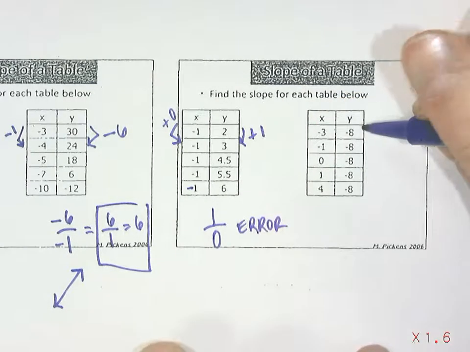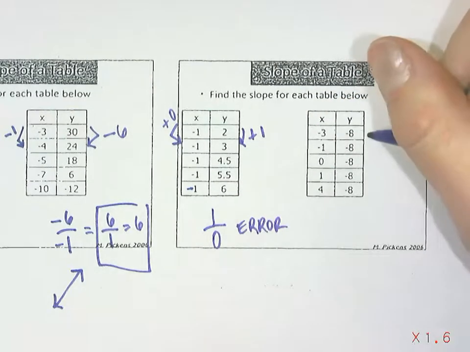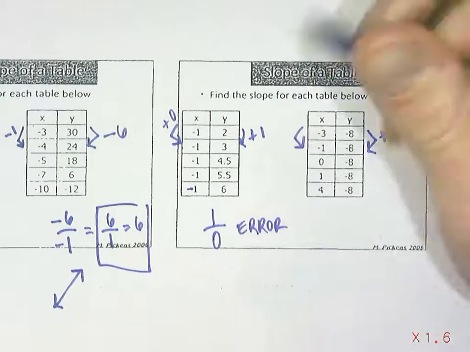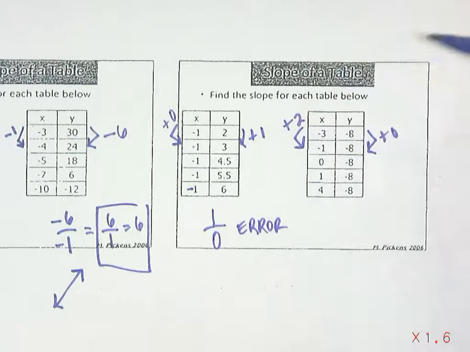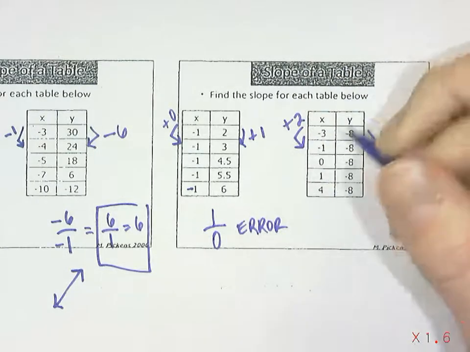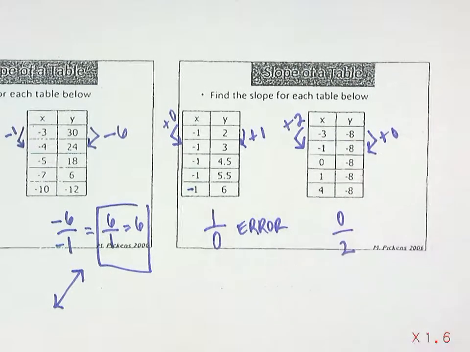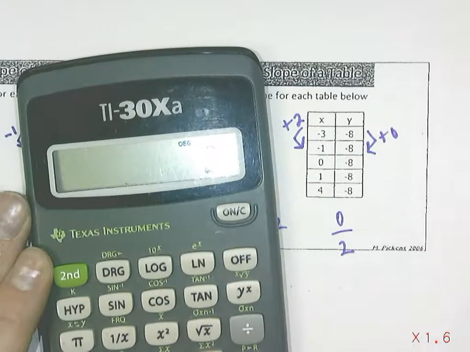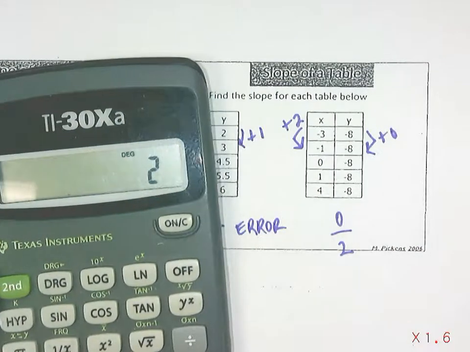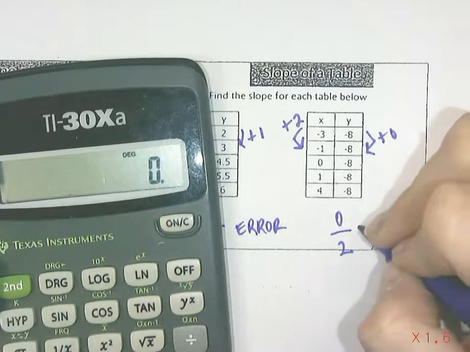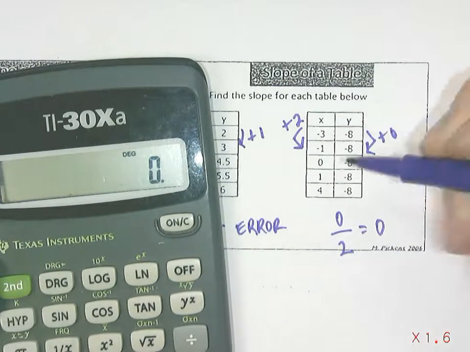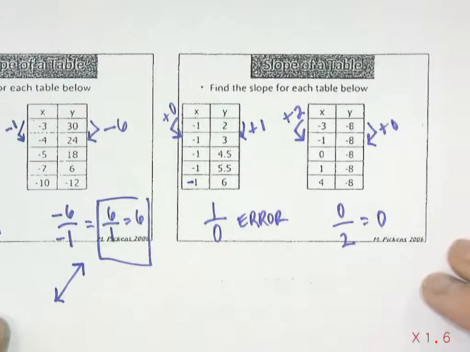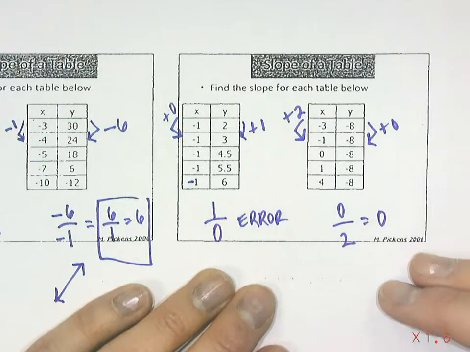Okay, next, we're going to look at this table. To go from -8 to -8, we add 0. To go from -3 to -1, we are going to add 2. So our slope is our change in y over our change in x, which is 0 over 2. When you put in 0 divided by 2 in the calculator, you get 0. So the slope for this table is 0. We're going to talk about what these two pictures look like, because these are new, and we haven't talked about those before.